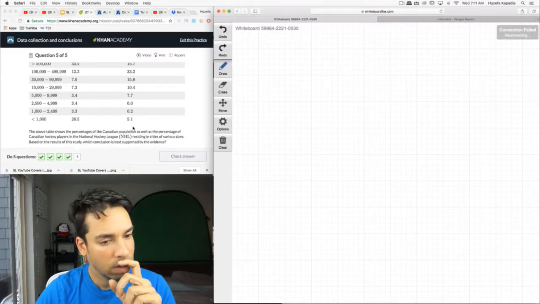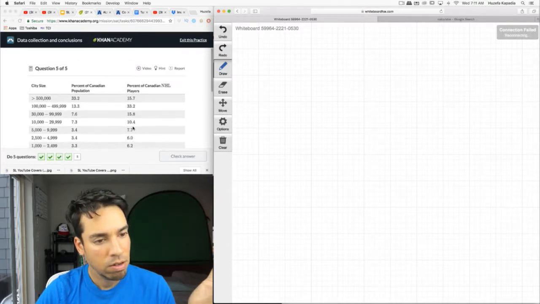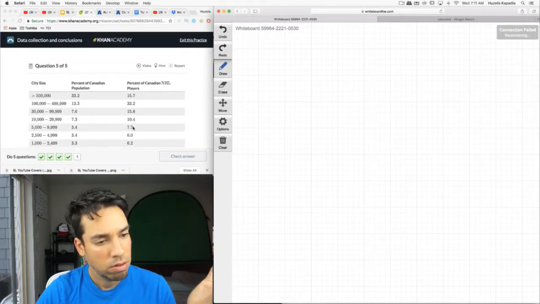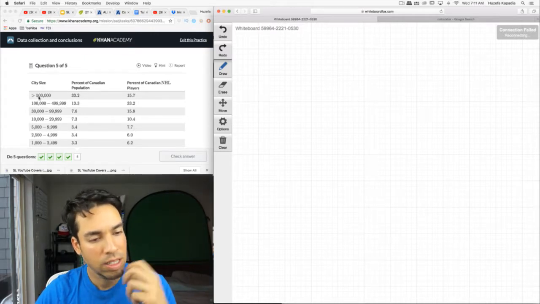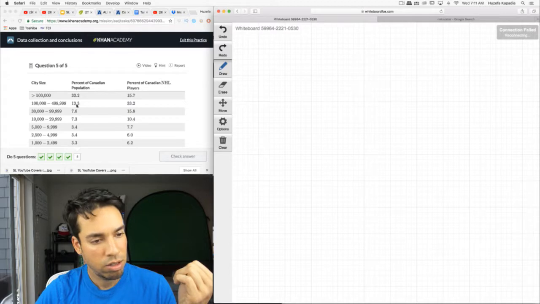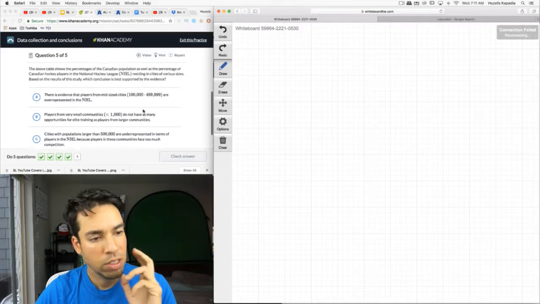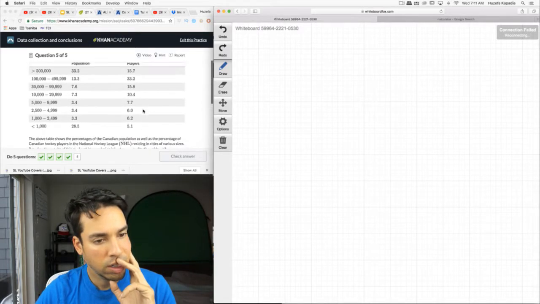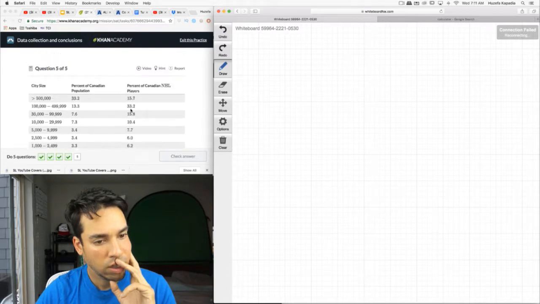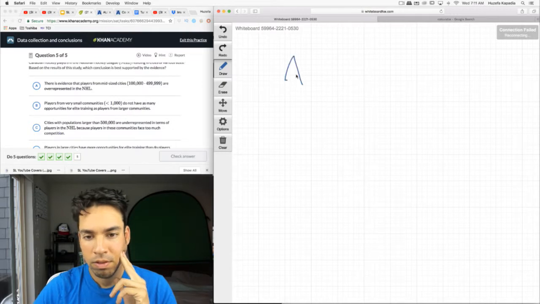It shows the percentages of the Canadian population. What does that mean, though? Oh, I get it. 33.2% is in cities bigger than this size, and then 13.3% is in towns this size. Okay, got it. Which conclusion is best supported? There's evidence that players from mid-sized cities are overrepresented in the NHL. 100 to 490. Yeah, that A is probably pretty true.